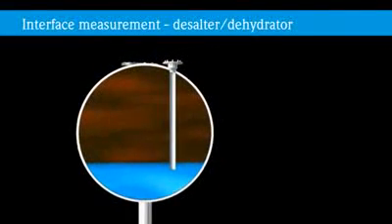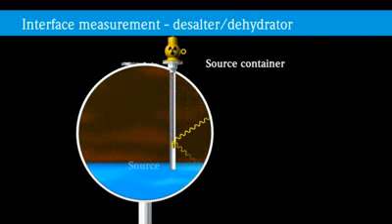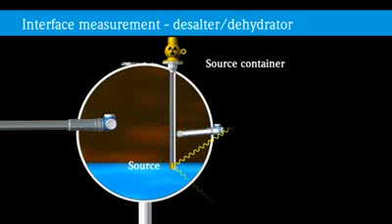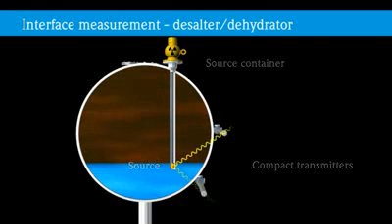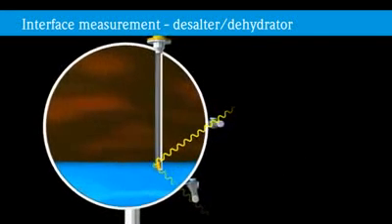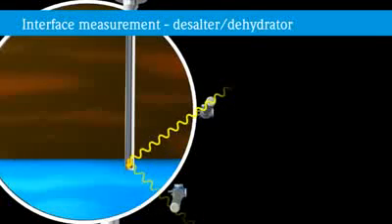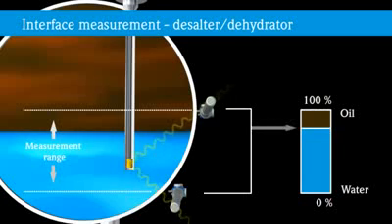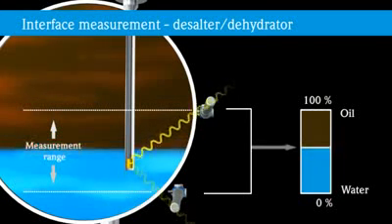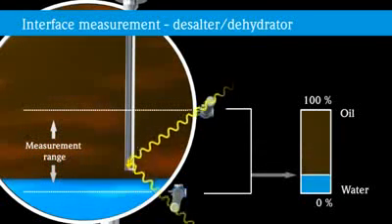To measure the oil-water interface layer in the electrostatic desalter, the gamma source is inserted into the tank. Since a more distinct interface layer is formed between oil and water in the desalter, its position is monitored by two compact transmitters. This ensures that the water level remains below the electrostatic plates in order to avoid a short circuit.